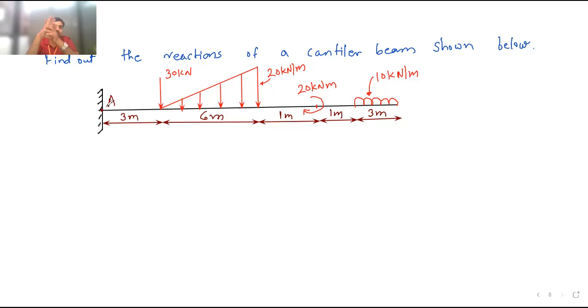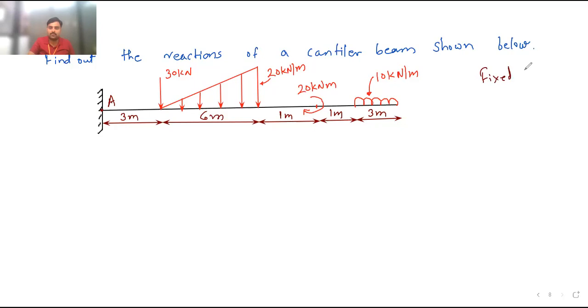Now you tell me which type of support is there at point A. Which type of support? This support which is shown at point A, what is the type of support? Tell me the name, which type of support it is. Fixed support. Fixed support, okay.